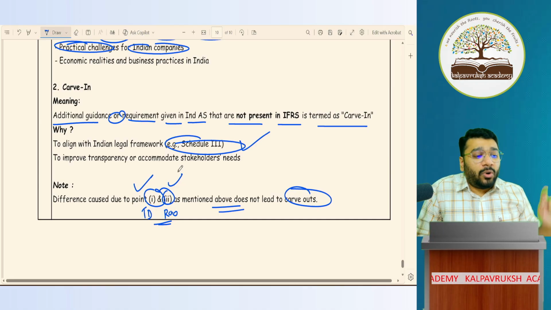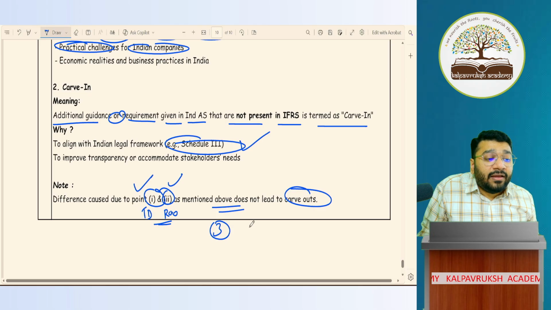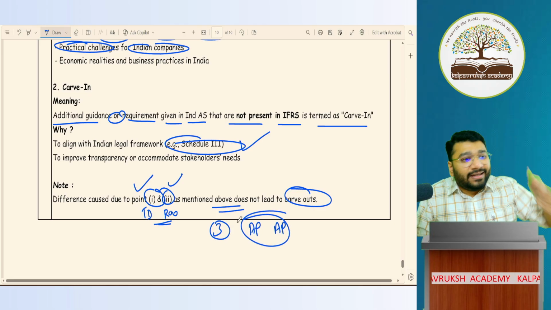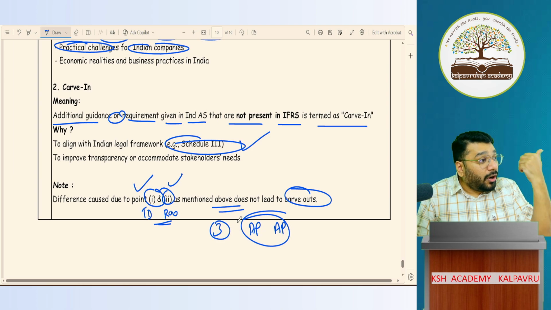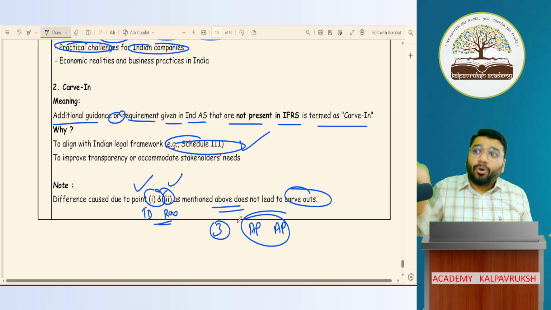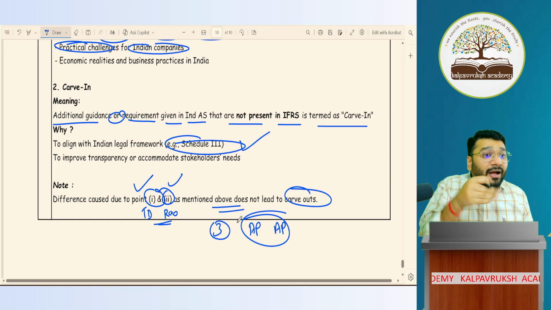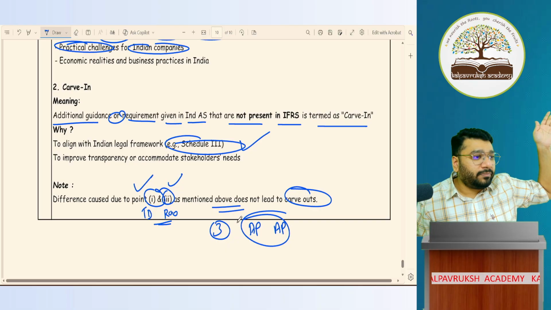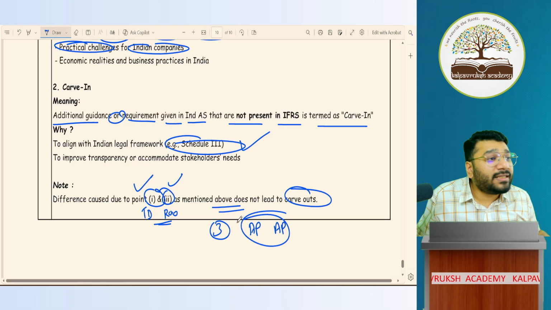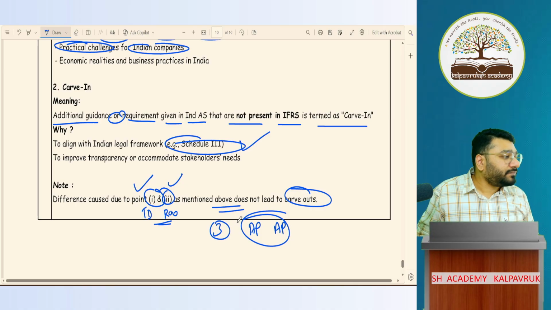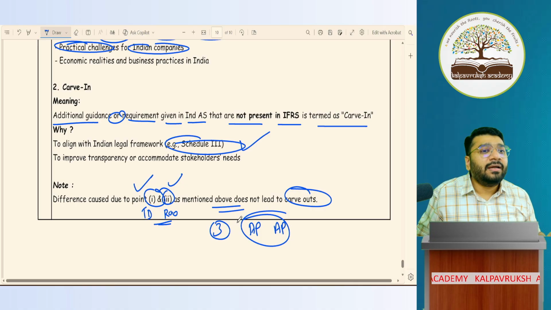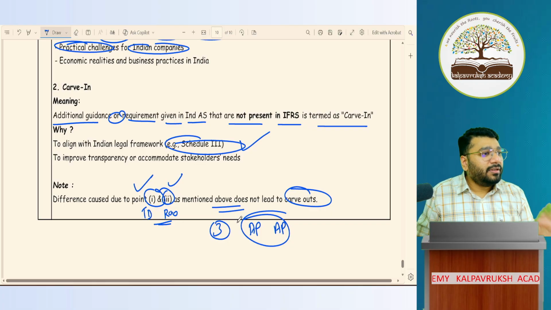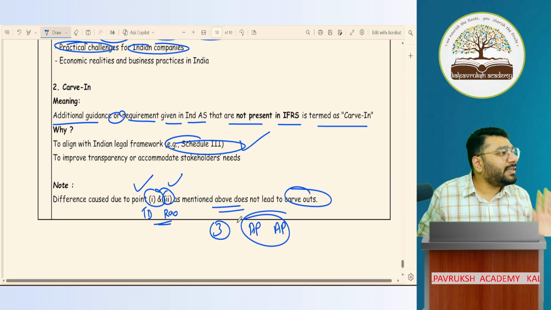So carve out means what? The third point, which says that there is a particular accounting policy or accounting principle which we deleted, which we removed, which we have not considered, and we have come out with a new policy, new principle, that is carve out. We have deviated from the IFRS, that is called as carve out. And the new thing that we have brought inside is called as carve in. With this, the revision of this entire chapter has been done. All the points covered in this chapter have been taken in this revision series.